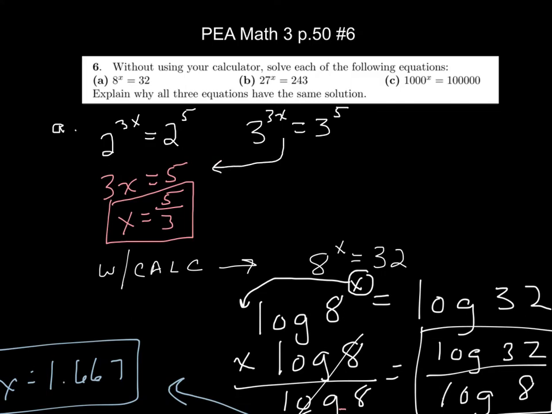Now C, 1,000 is 10 to the third. How can you do powers of 10 easily by looking at the number there? Count the zeros. So 1,000 has 3 zeros. That's 10 to the third.